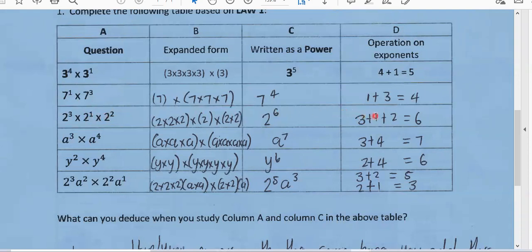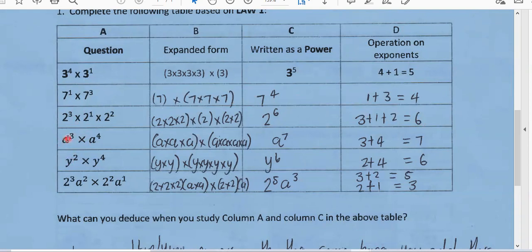How did we get the 6 over there? So we went 3 plus 1 plus 2 to give us an answer of 6. Where did we get the 3 plus the 1 plus the 2? The exponent on the first base was 3, plus the exponent on the second base, plus the exponent on the third base, to give us an answer of 6.